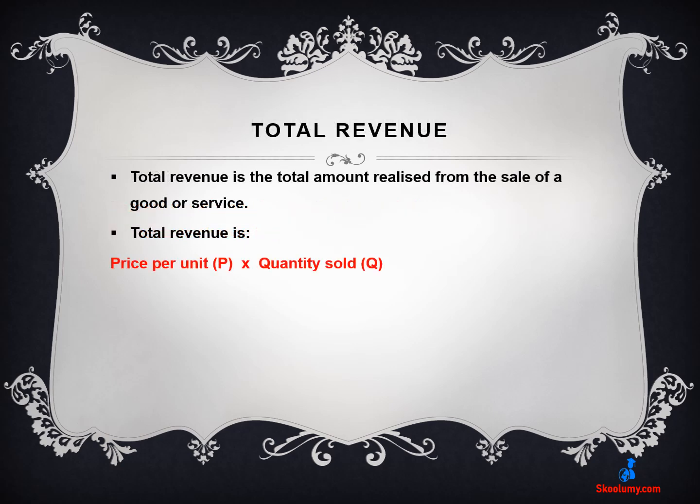What is total revenue? Total revenue is the total amount realized from sales. Total revenue is price per unit times quantity sold. The total revenue formula is a function of price and quantity. Therefore, it will increase when either price or quantity is increased. It will reduce if either price or quantity decreases.